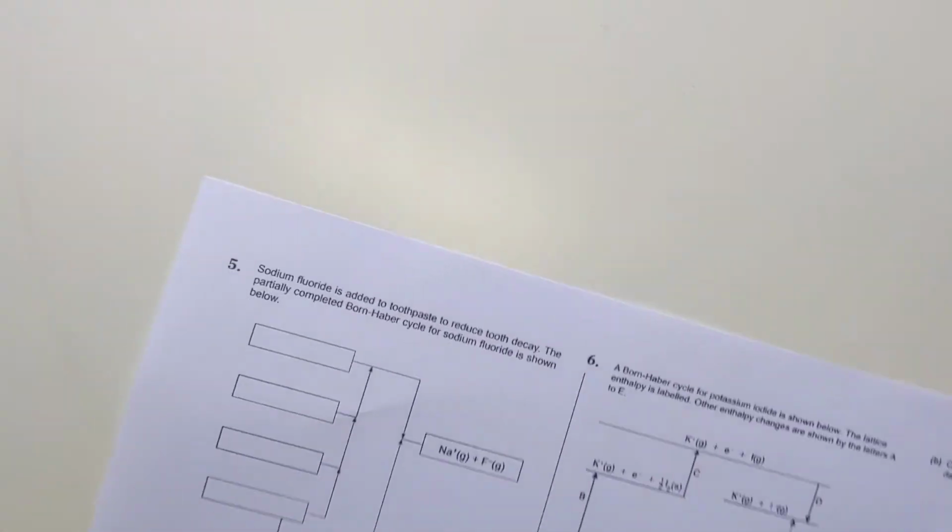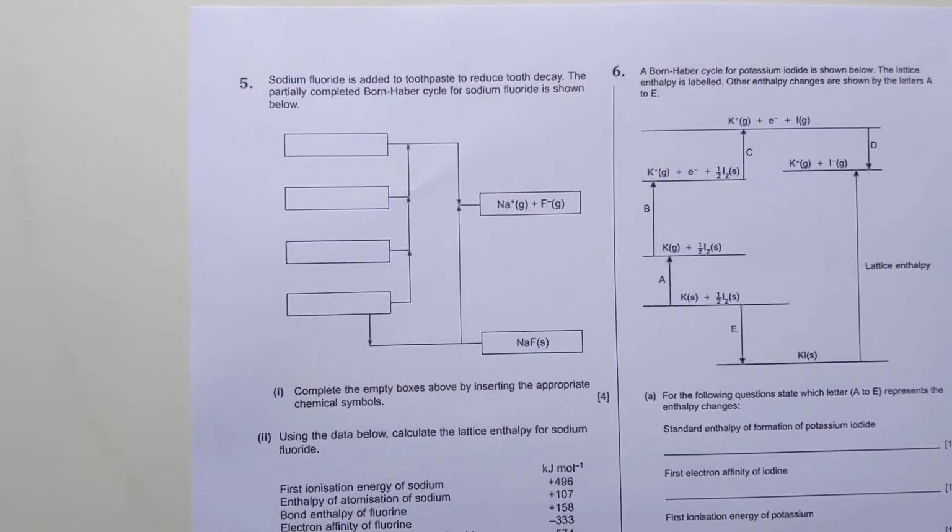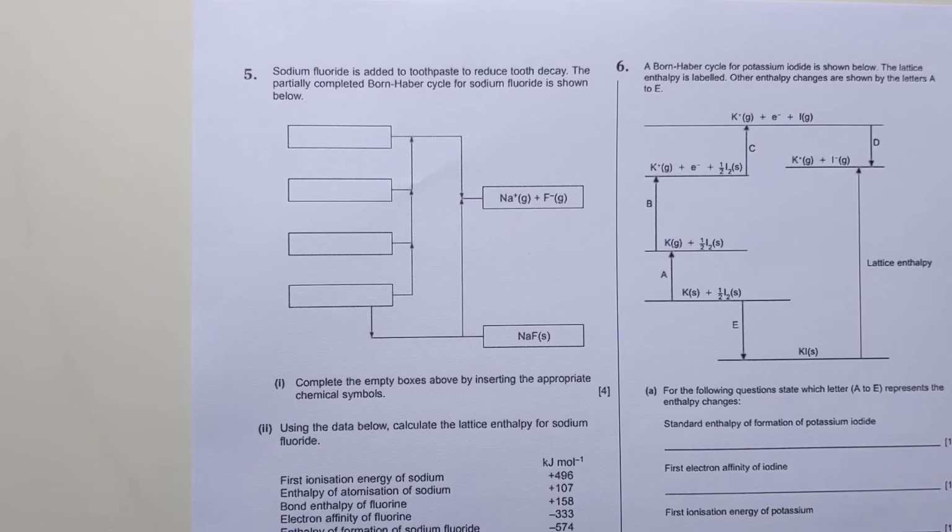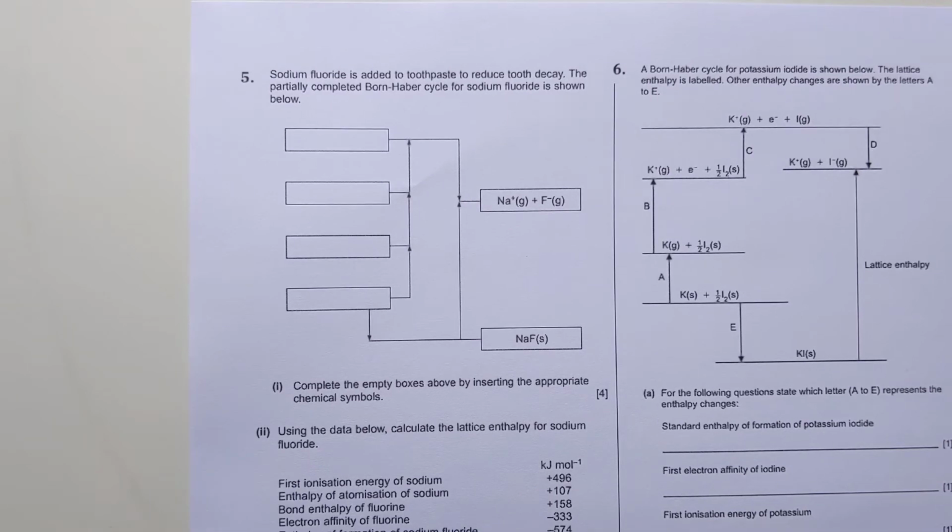On to our final 2 questions. So this one's about sodium fluoride. It's a partially completed Born-Haber cycle. First part is complete the empty boxes by inserting the appropriate chemical symbols. So it's less completed than the last one was.